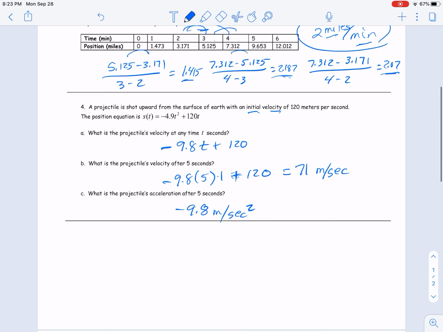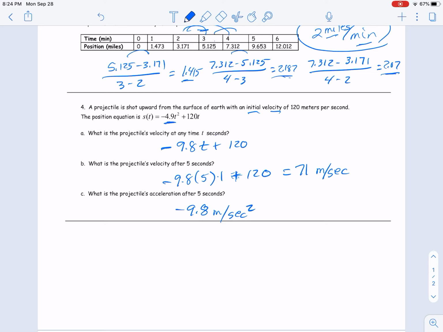Okay, the last one on here is a projectile is shot upward from the surface of the Earth with an initial velocity of 120 meters per second. The position equation is negative 4.9 t squared plus 120 t. Those of you taking physics should know what negative 4.9 is.